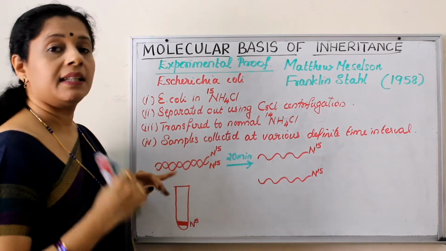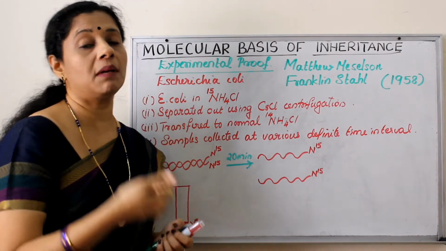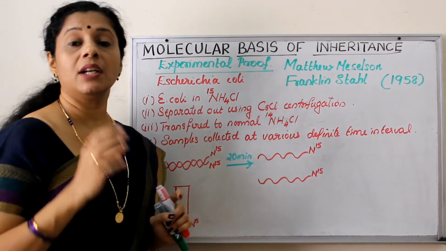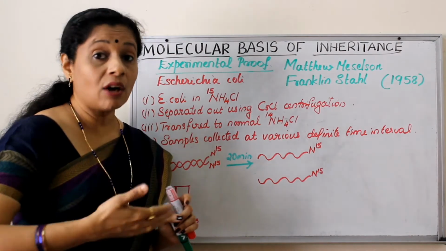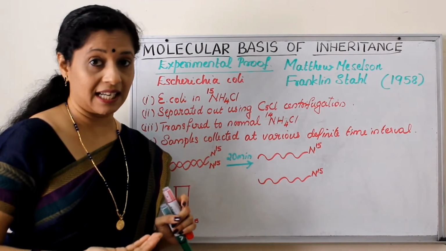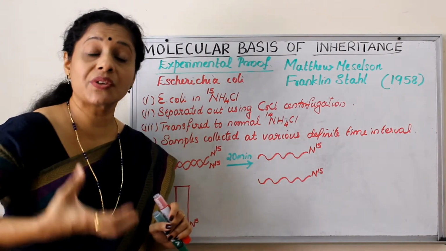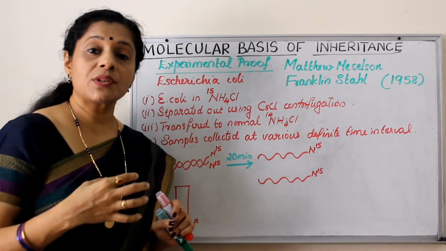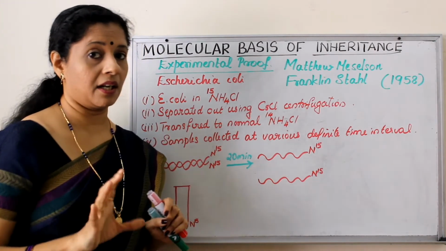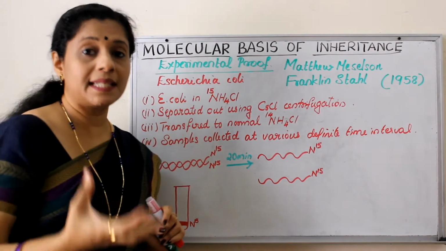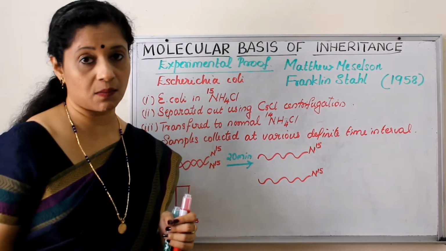Then what happened? They allowed this DNA to grow in a medium containing normal nitrogen, ammonium chloride. Normal nitrogen means what? N14 containing ammonium chloride. Now for the synthesis of a new strand of DNA, what is the source available? Only N14. Whatever new strands they are making have only N14 and the old strands have N15. To see that, after 20 minutes, every 20 minutes Escherichia coli is multiplying, so new DNA is forming.